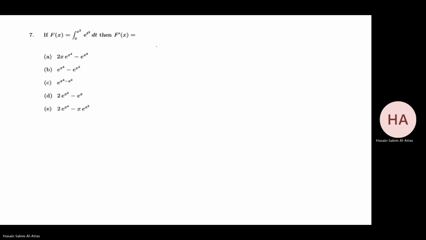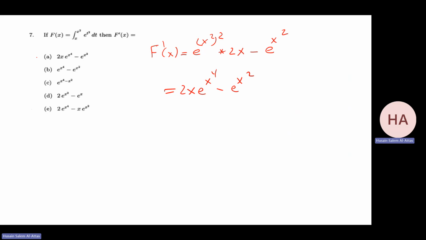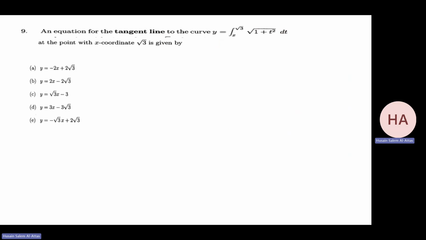Derivative f prime of x will be e to the x squared times 2x minus e to the power x squared. So it's e to the x to the power 4, or we can write it right away, 2x e to the power 4 minus e to the x squared, which is this one. An equation, the tangent line. We did something similar. So what is the equation?